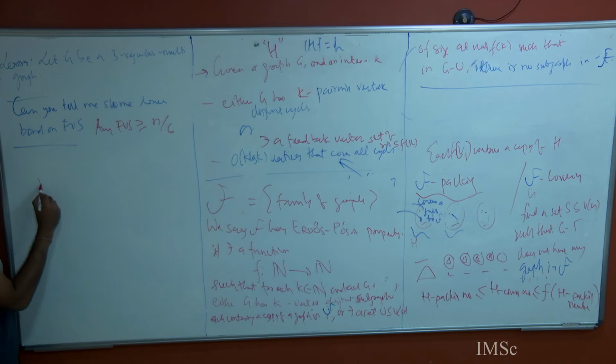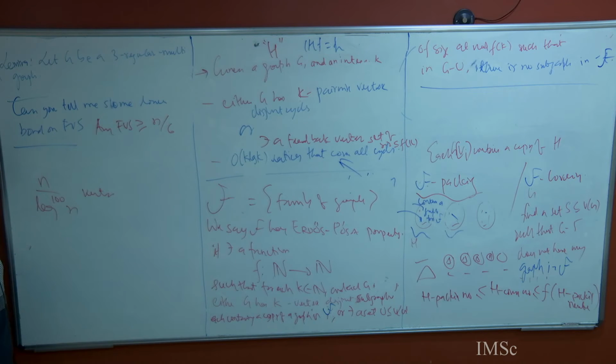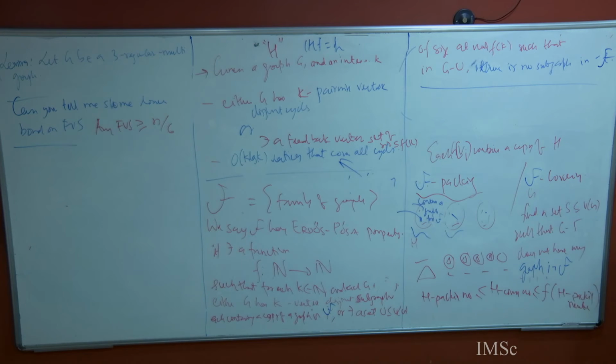Can this graph have n divided by log 100 n vertex disjoint cycles, maximum? So, now I want a lower bound on the max packing, okay. Imagine that I say, hey, this 3 regular graph can only have 5 vertex disjoint cycles. Can I say this statement? Look at any 3 regular graph, I say this graph has at most 5 vertex disjoint cycles. Can I say this? Because if this statement is true, what will it imply?